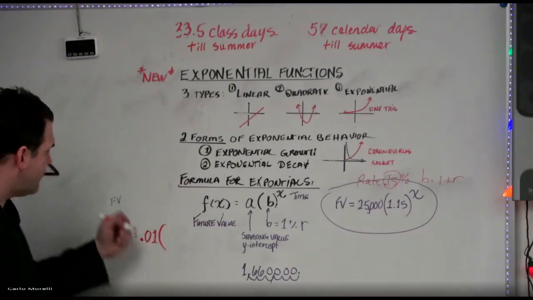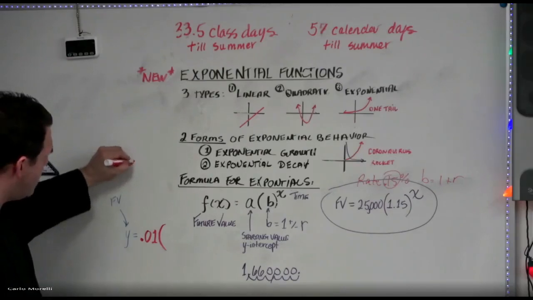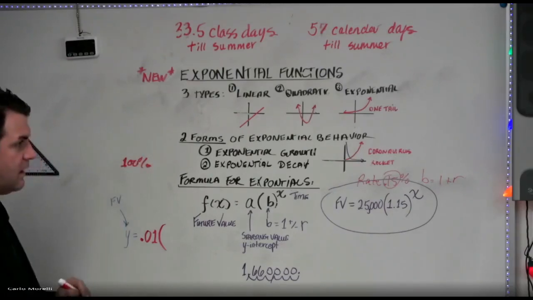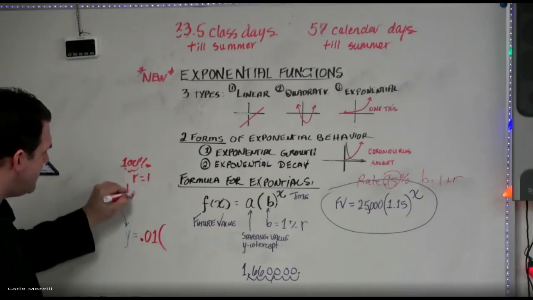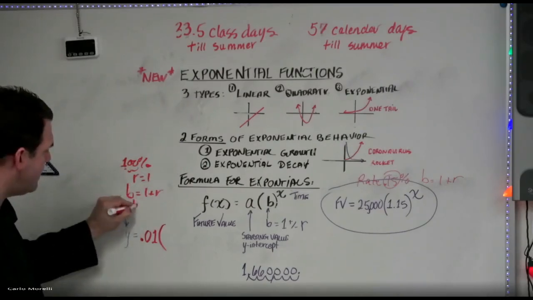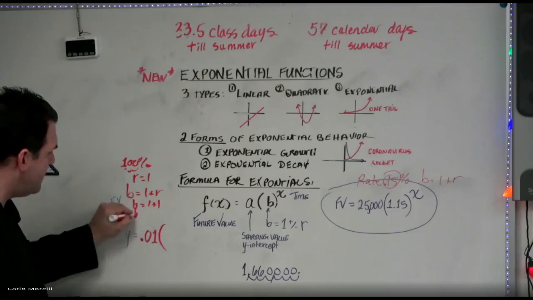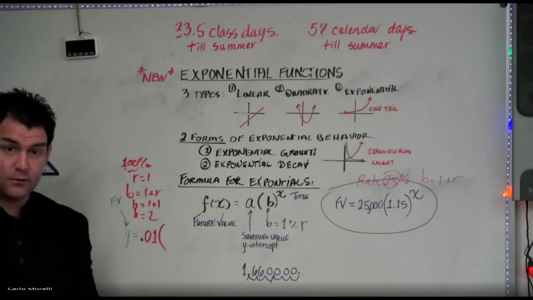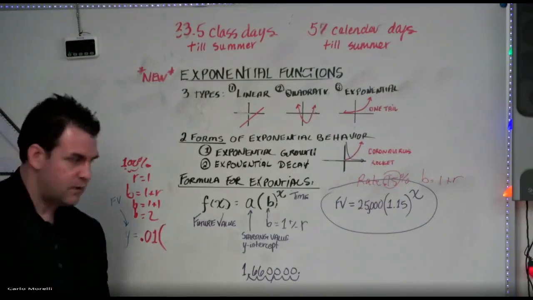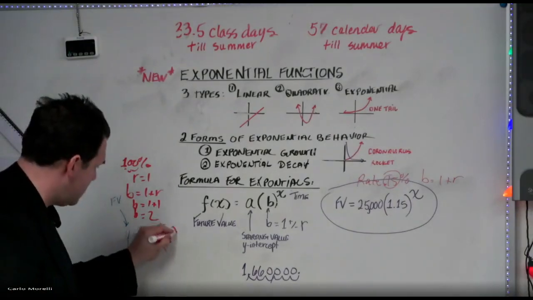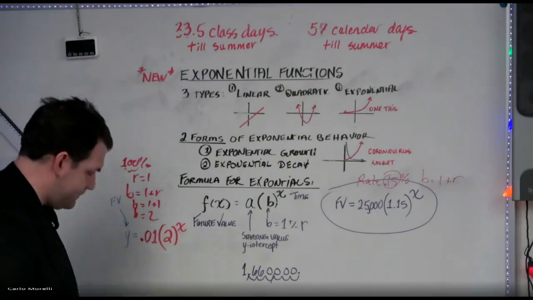So here's what's happening. The rate of growth is 100% growth, okay? Well, that's 1, so R equals 1, but B equals 1 plus R, so B equals 1 plus 1, so B equals 2. That's how we get to 2. But your intuition should have told you that because double means 2. So put a 2 in here. And then go ahead and put an X up there.